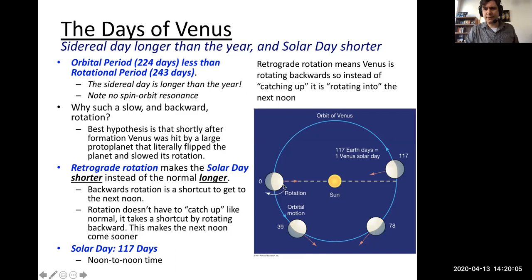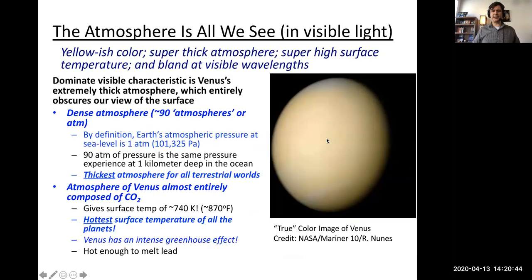So here we have the red arrow starting at day 0 at local noon. And it's rotating backwards. So as it rotates backwards, it's going to hit noon earlier rather than later. So Venus has a solar day that's shorter rather than longer. In fact, its solar day is 117 days from noon to noon, much, much, much shorter than its sidereal rotation of 243 days.